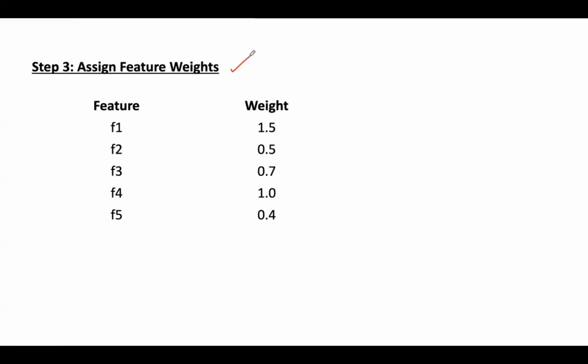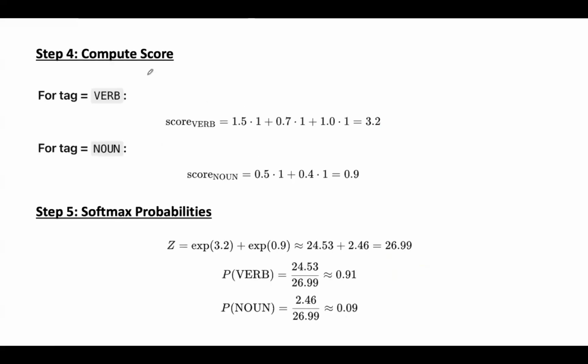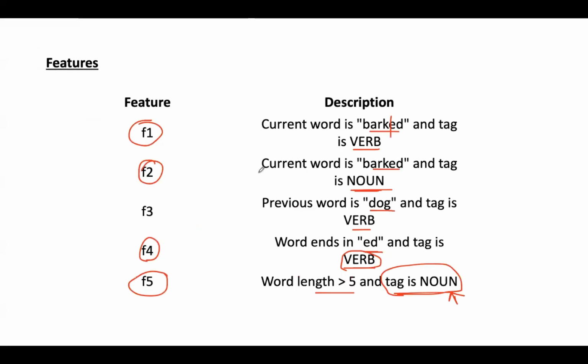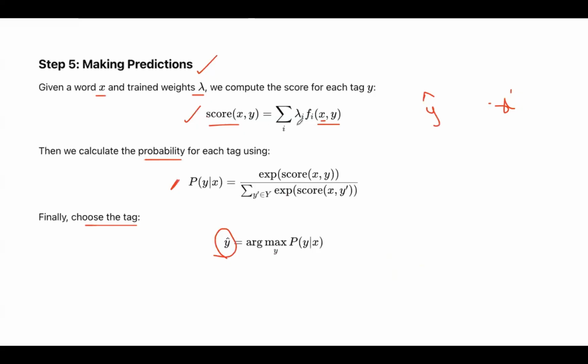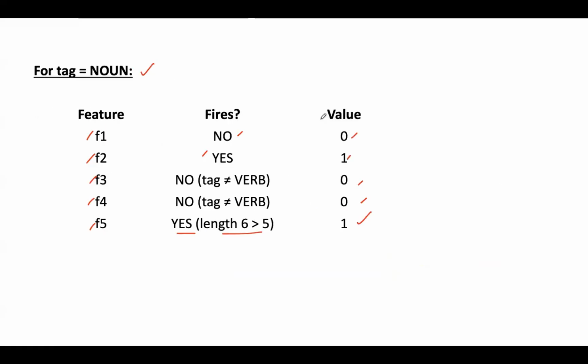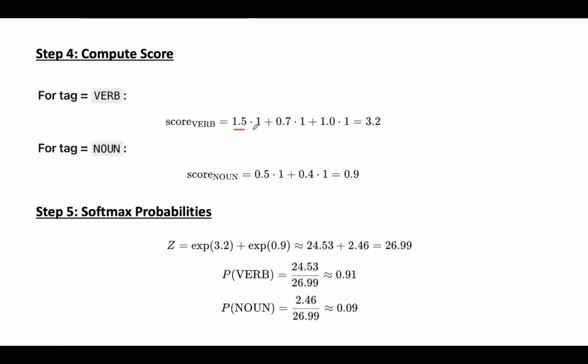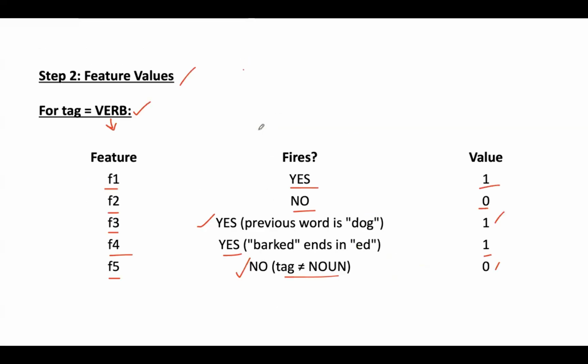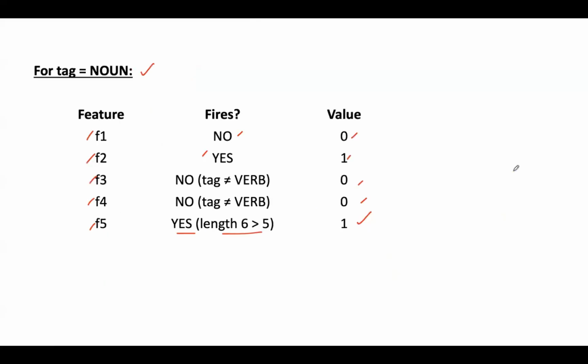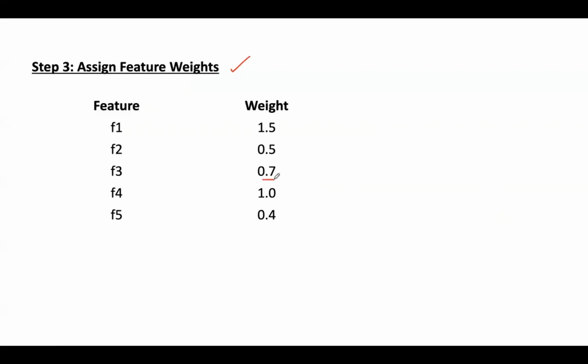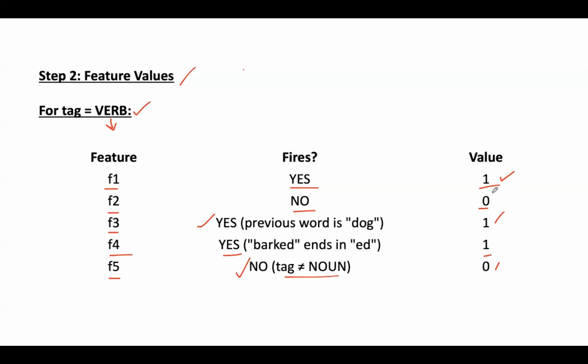Now we need to assign feature weights. These are the weights which are assigned randomly during training. Now compute the scores. We already saw the formula. For computing scores, we need to multiply lambda i, that is the weight, with the feature value. So 1.5 into 1 for verb, plus 0.7 into 1. Why are we not taking F2? Because the second feature value is 0, and 0 multiplied with anything is 0 only. So no need to calculate for F2 and F4 separately. You just do it for F1, F3 and F5.